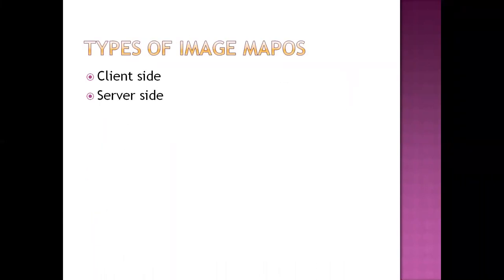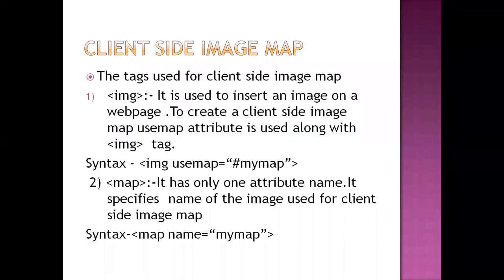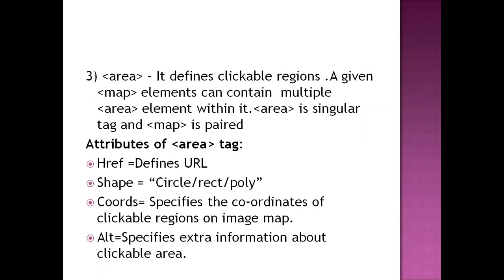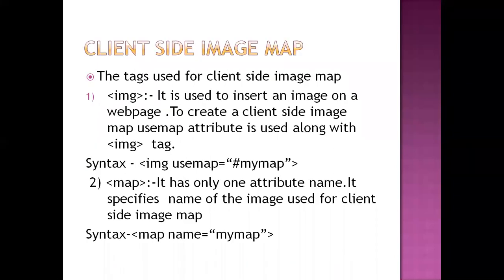So there are two types of image map, client-side image map and server-side image map. We are going to see how to write the client-side image map. In the client-side image map, three tags are used: img tag, map tag and area tag. The area tag has 4 attributes: href, shape, coords and alt. The map tag has only one attribute, name. And in the img tag, we use the attribute usemap. Okay, that is the whole description of client-side image map.